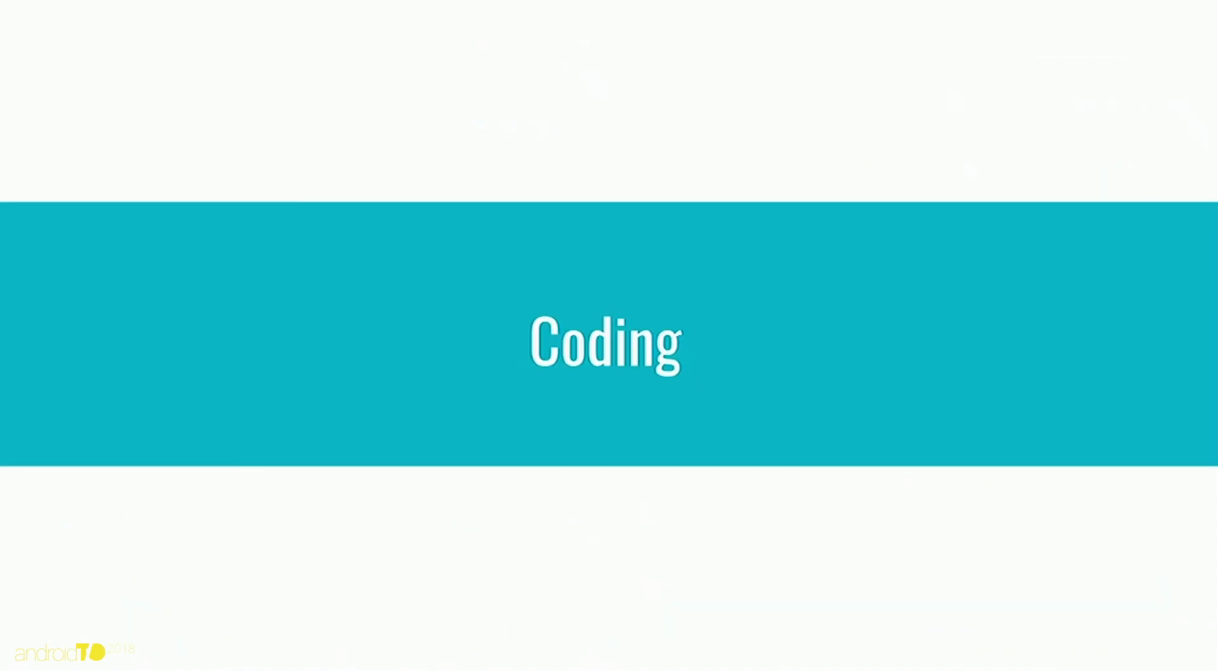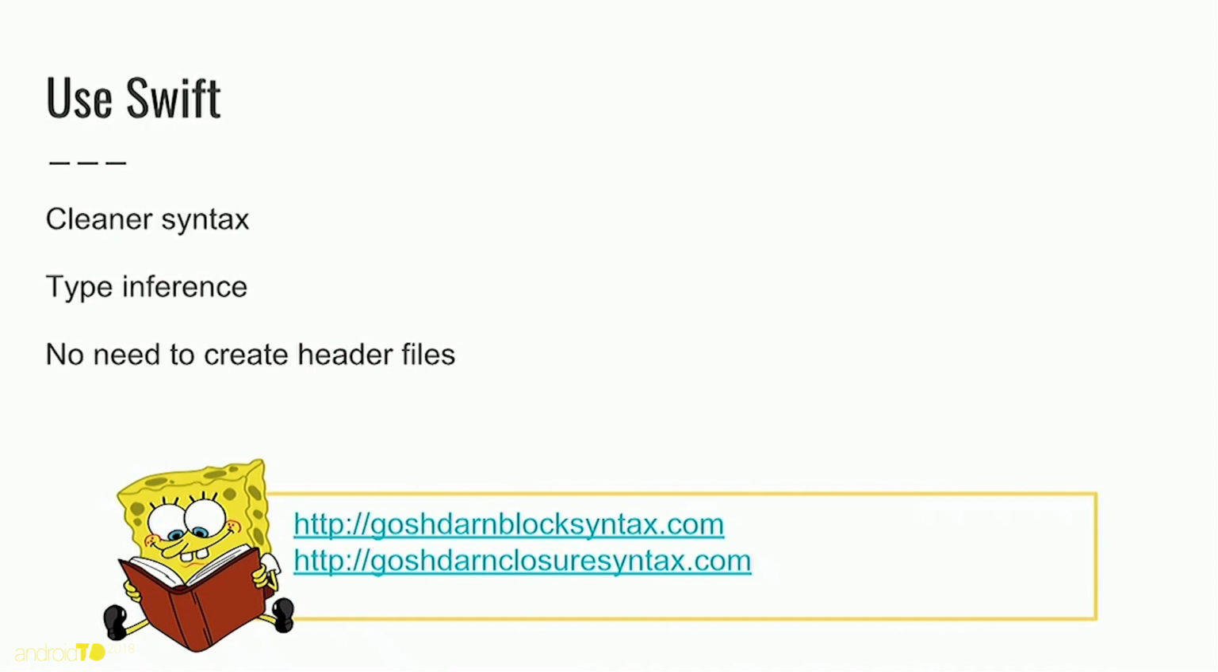So let's get a little deeper into iOS coding. The very first thing that quickly became apparent was that coding in Swift was far preferable to coding in Objective-C. Syntactically, it's cleaner with nice closures instead of god-awful block syntax. There's type inference. You don't have to create annoying header files like you have to do with Objective-C. And then the learning curve, I'd say, is much smaller for someone who knows Java or Kotlin.